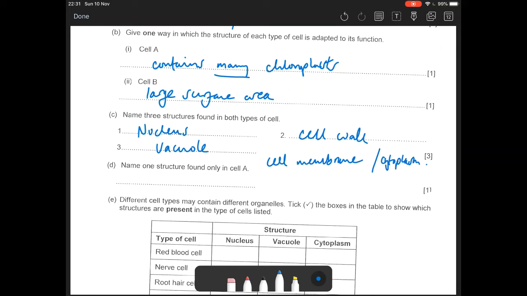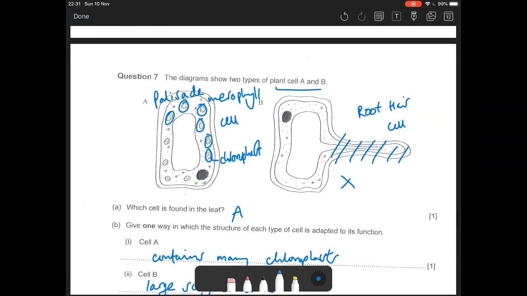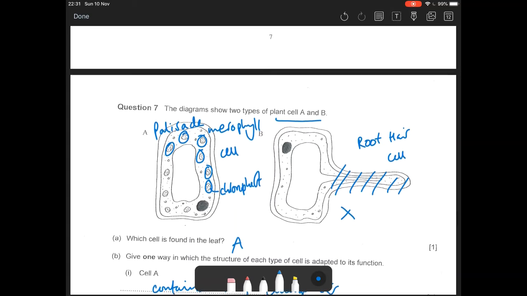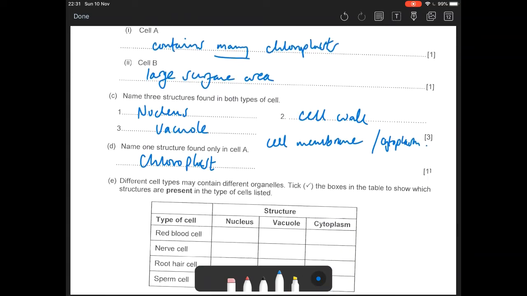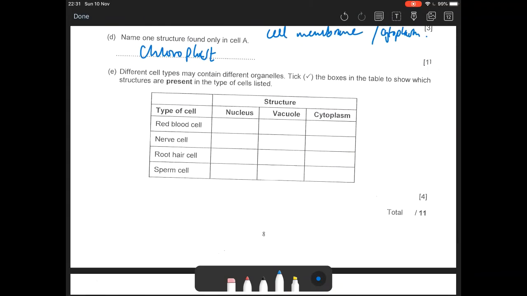Name one structure only found in cell A. That's going to be the chloroplast. And again, people did pretty well recognising this, the chloroplasts. The reason it's the only one with the chloroplast is you don't find any chloroplasts in root cells because they're underneath the soil. There's no light getting to them. It'd be a waste of a plant's energy to put chloroplast in that cell. So the structure that we see inside that one is the chloroplast. It's quite obvious from the question there. Again, not full marks had on question E, but you did pretty well.